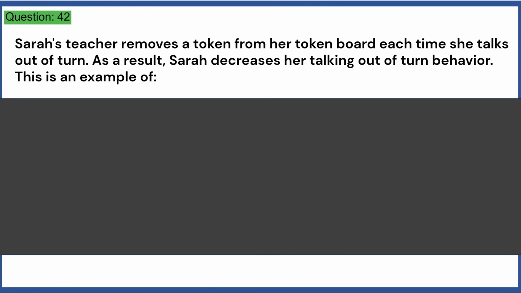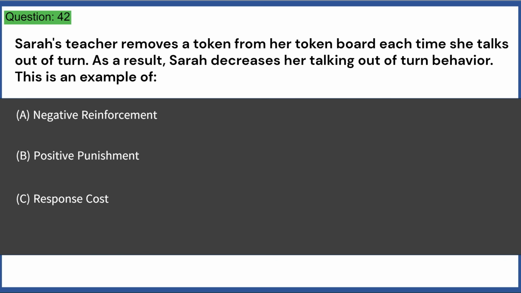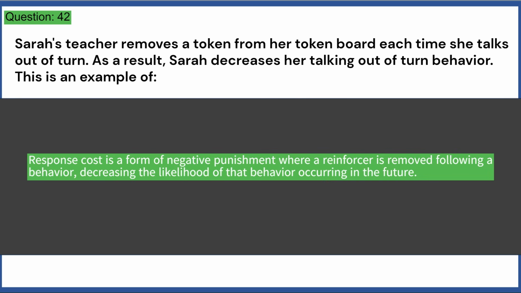Sarah's teacher removes a token from her token board each time she talks out of turn. As a result, Sarah decreases her talking out of turn behavior. This is an example of: A. Negative reinforcement. B. Positive punishment. C. Response cost. D. Extinction. Answer: C. Response cost is a form of negative punishment where a reinforcer is removed following a behavior, decreasing the likelihood of that behavior occurring in the future.